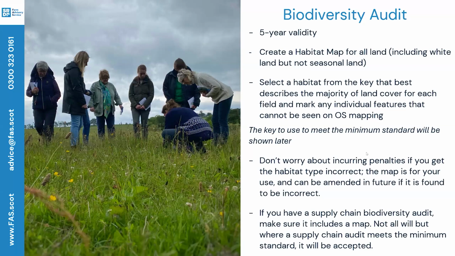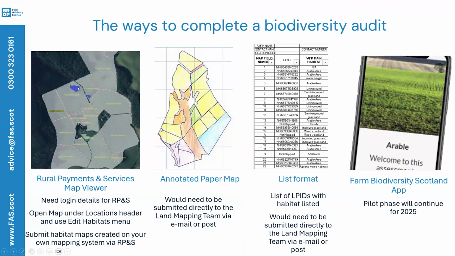Before I hand over to our first panelist, we're just going to look at the ways to map. We'll work through each of these individually. Our first one is to use the mapping system on Rural Payments and Services. Within the mapping programme, it's called the RPS Map Viewer. Within the mapping portal, there's an Edit Habitats view, and you will get more detail on this later in the webinar. There's full guidance available from the land mapping team on how to do this. Also, the Farm Advisory Service have a recorded demo on how to create a map on that system, and that's one of the resources and links that we'll be emailing you tomorrow.